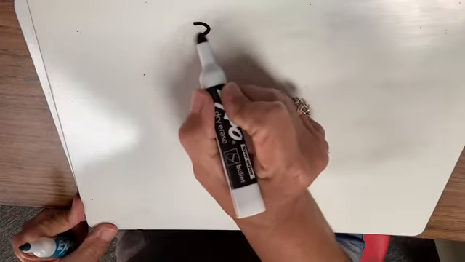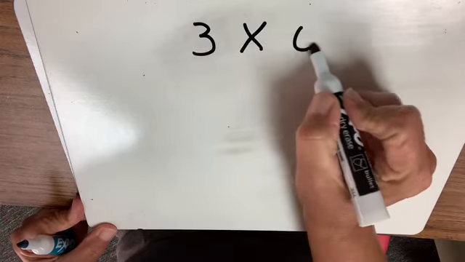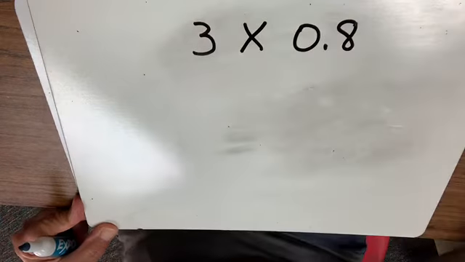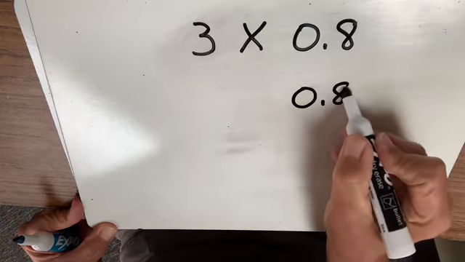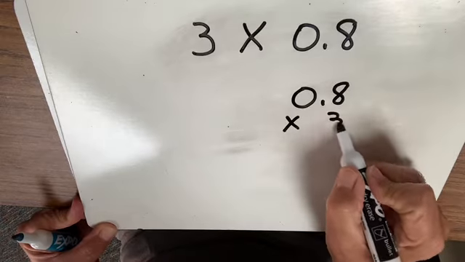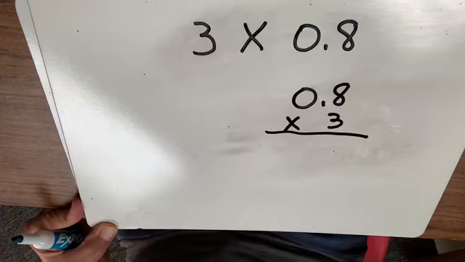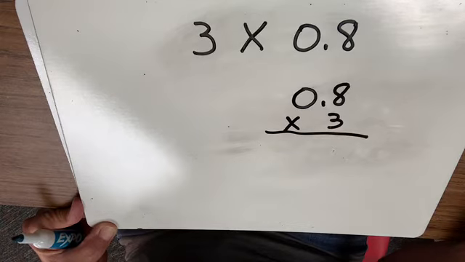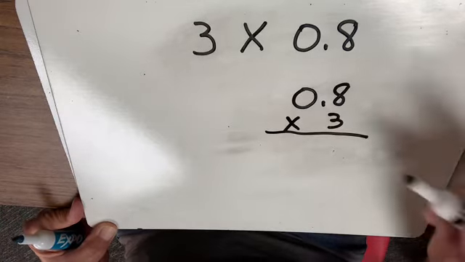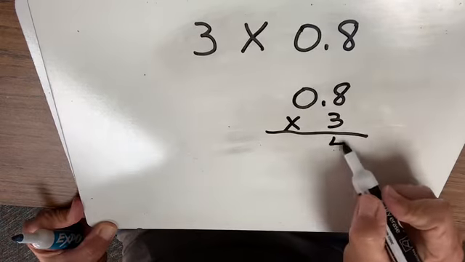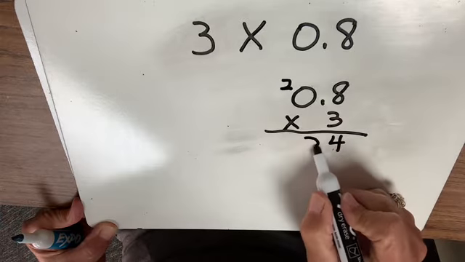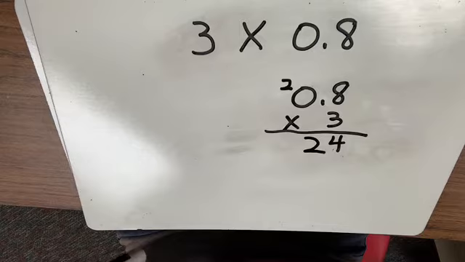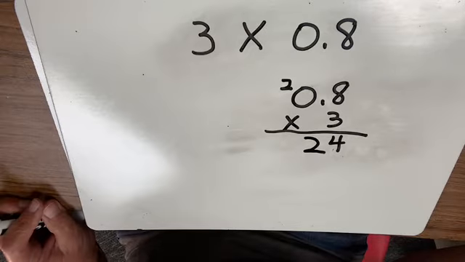This problem, I have 3, plain old 3, times 0.8, or 8/10. Now I'm going to put the 0.8 on top. With this one, it would kind of be okay either way. And I'm going to do times 3. Remember, I don't have to line up my decimals. Then I do normal multiplication. 3 times 8 is 24. Carry my 2. 3 times 0 is 0, plus 2 is 2. I've done my multiplication. Then I've got to decide, where do I put my decimal point?